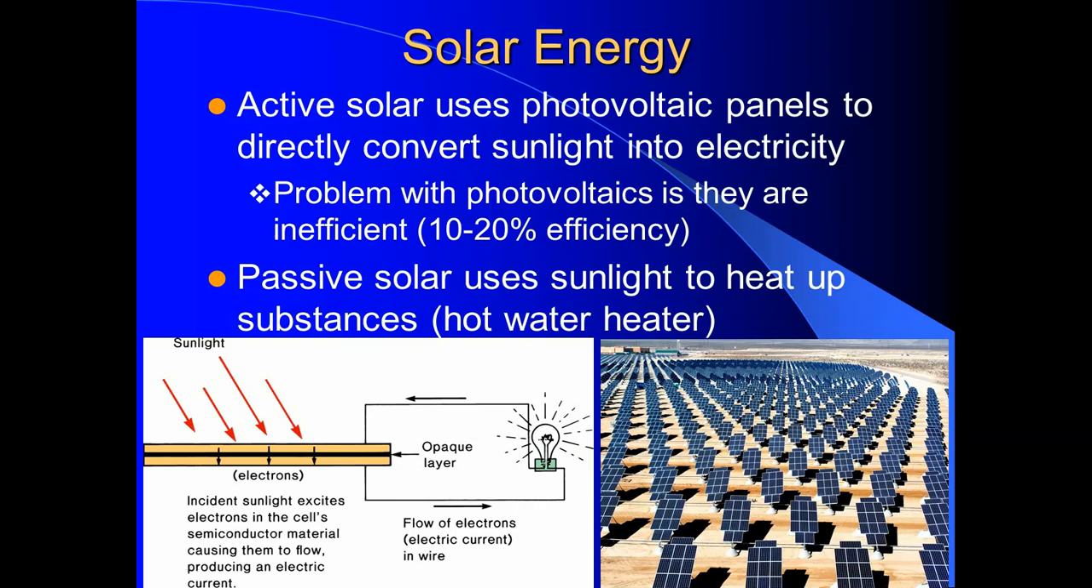Now, there are two types of solar. Mostly when people say solar energy, they're talking about something called active solar. In this, you're specifically using a specific type of material to build what are called photovoltaic or PV panels. You can actually see these PV panels down here, guys.